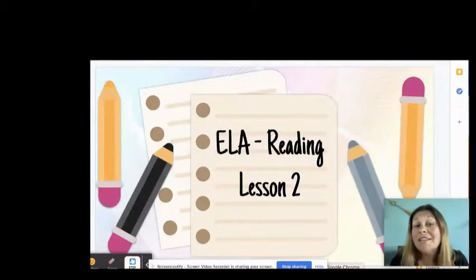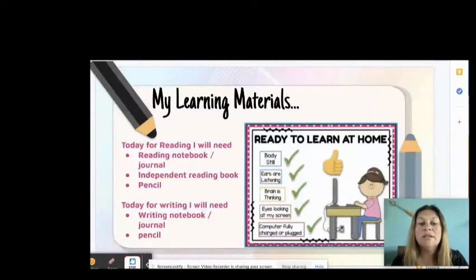But before we start, let's make sure we have all of our learning materials. Now, for reading, you are going to need your reading notebook or journal, an independent reading book, and your pencil. For writing, you will need your writing journal or notebook and a pencil.